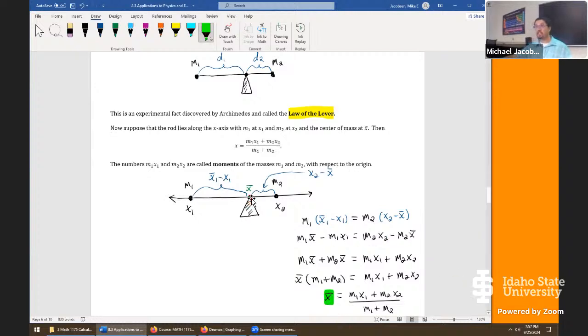So that's how x bar gets calculated. That's the exact position of the center of mass in a one-dimensional situation. Any questions, folks, with that main formula there?